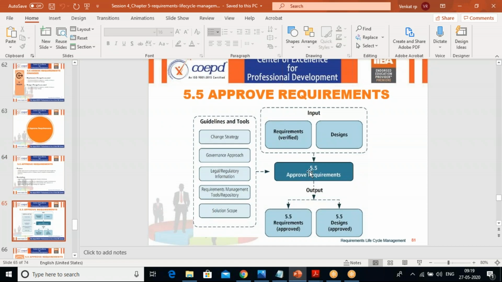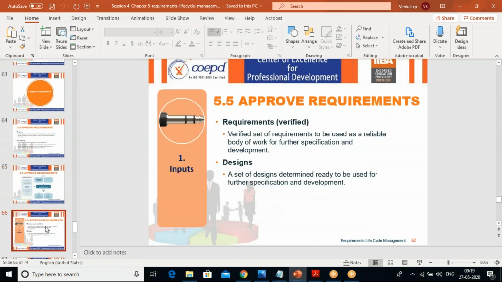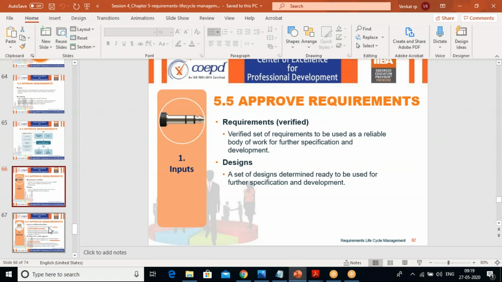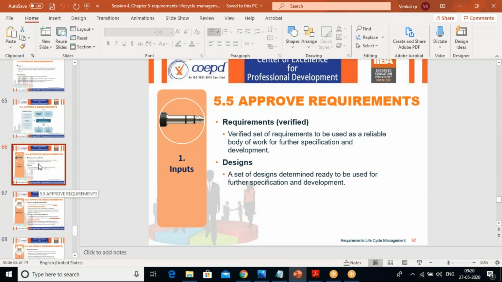If you see, approve requirements takes requirements and designs as the inputs, and the outputs are requirements approved and designs approved. The guidelines and tools are the change strategy, governance approach, legal or regulatory information, requirements management tools, and solution scope. So this we will be considering here. The inputs are the requirements verified and designs.